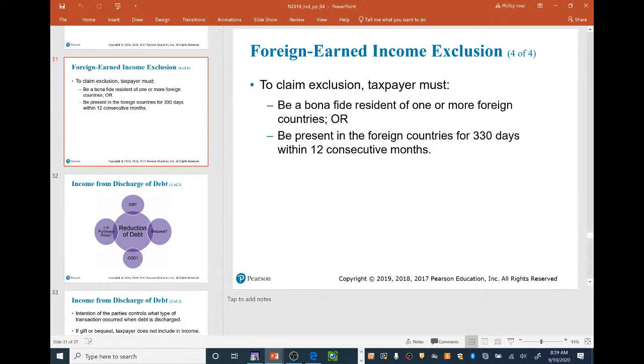Once again, this slide here, sorry, is a little out of order. Same thing about being able to claim the exclusion. Once again, the taxpayer must be a bona fide resident of one or more foreign countries or be present in the country for 330 days within 12 consecutive months. So considering that there's only 365 days in a year, you're spending most of your time, about 11 out of the 12 months, in a foreign country working.